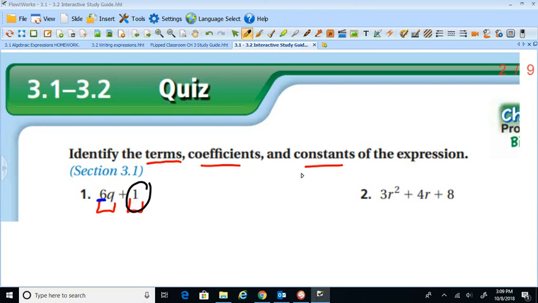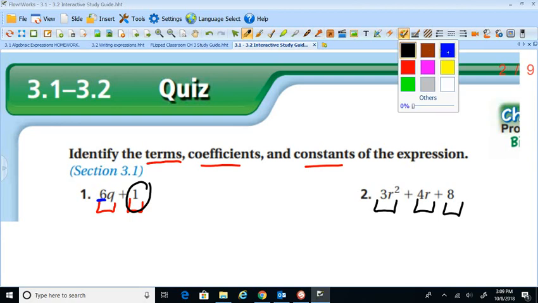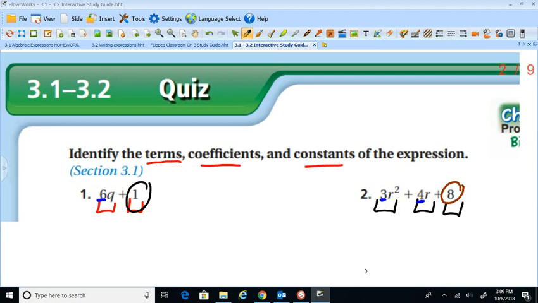Number 2, we have three terms, 3r squared, 4r, and 8. Those are the three terms. Coefficients, if you have a variable, you have a coefficient. We have 3, we have 4. Those are the two coefficients. Constants, well, we only have one term with no variable, and that is my constant right there, which is 8. Make sure you check out your notes. You have notes on this from page 112 in your textbook.